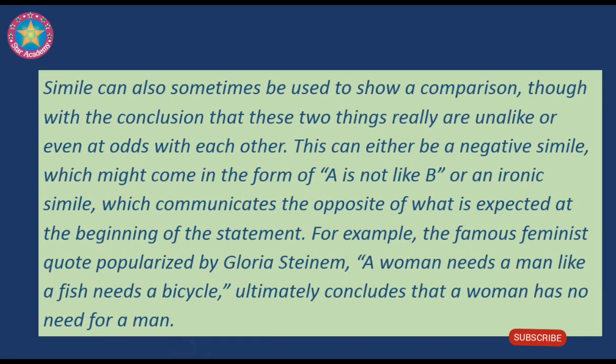Simile can also sometimes be used to show a comparison, though with a conclusion that these two things really are unlike or even at odds with each other. This can either be a negative simile, which might come in the form of A is not like B, or an ironic simile, which communicates the opposite of what is expected at the beginning of the statement. For example, the famous feminist quote, "A woman needs a man like a fish needs a bicycle," ultimately concludes that a woman has no need for a man.